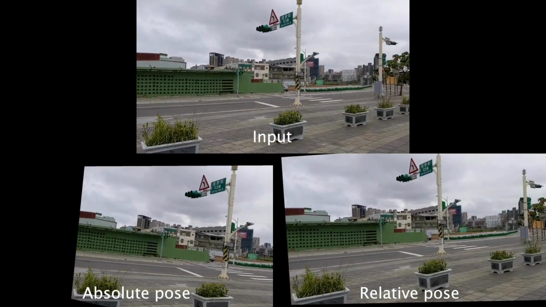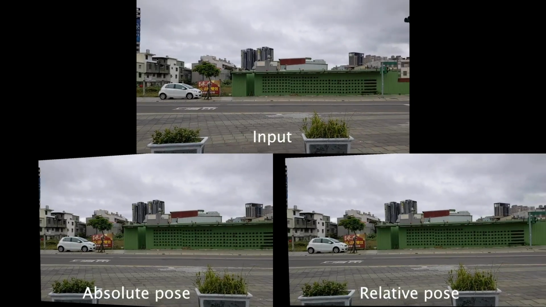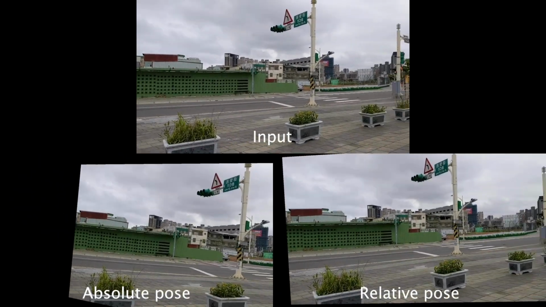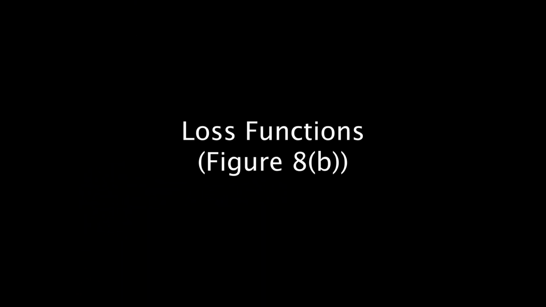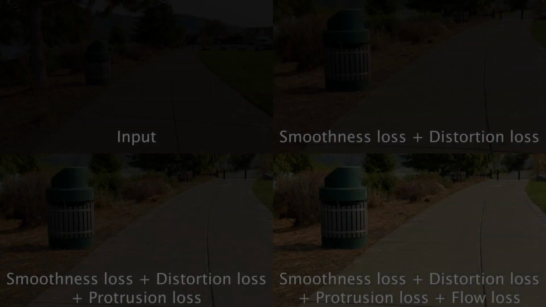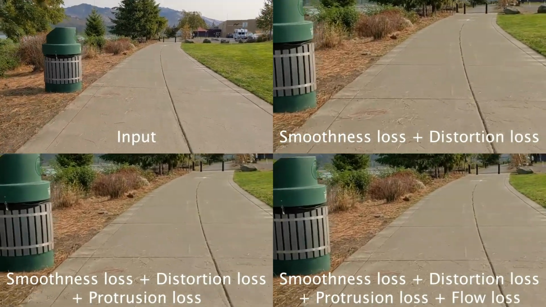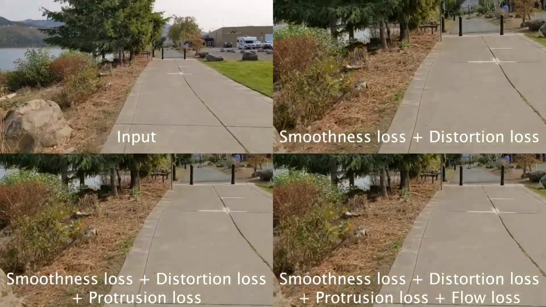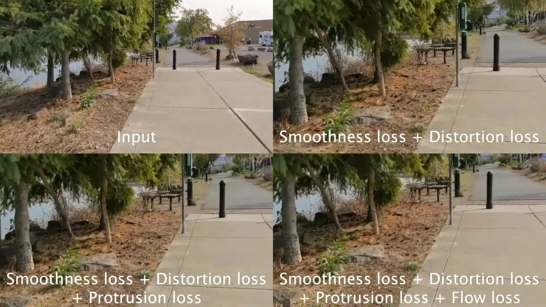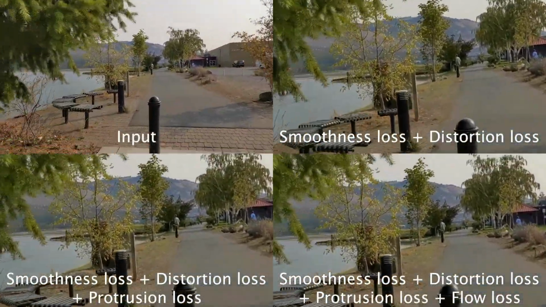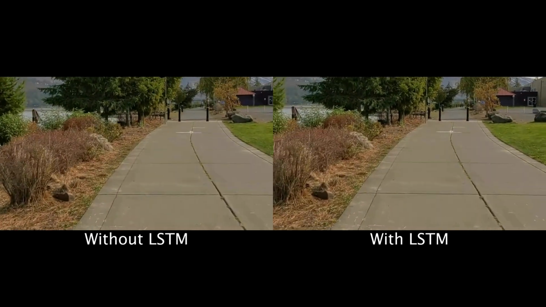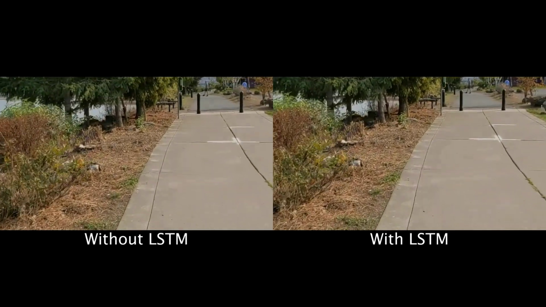On the bottom right, the model using relative poses outputs a more stable motion, and it better follows the real camera. The protrusion loss reduces undefined regions and enables a larger field of view. The flow loss further improves the motion smoothness. With the LSTM block, our model learns motion patterns well and generates more stable predictions.